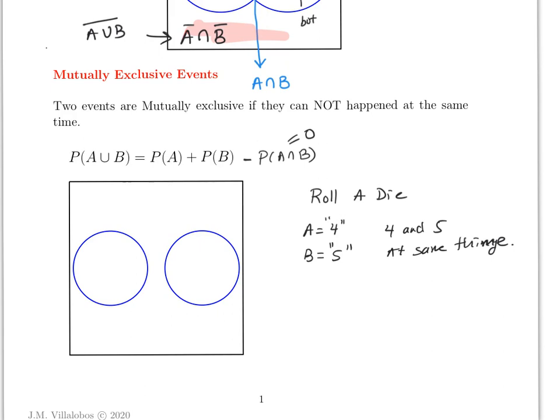My favorite example is this. Let's say that this represents honest people and this represents politicians. You will never find a politician that is honest, and no honest person is a politician. So these two are mutually exclusive.